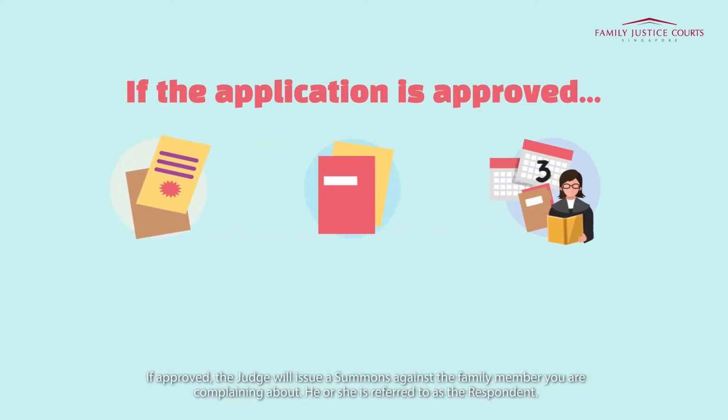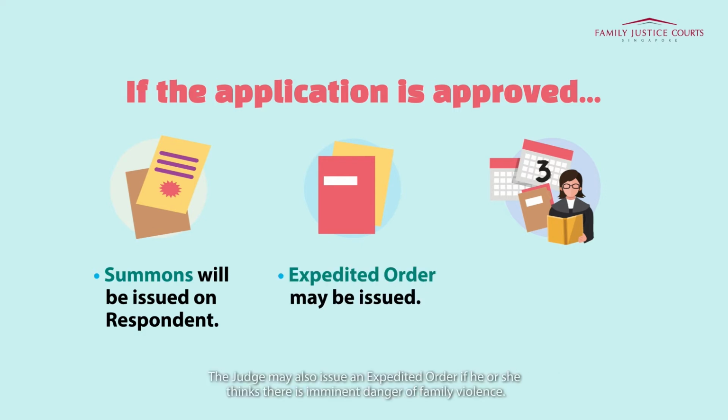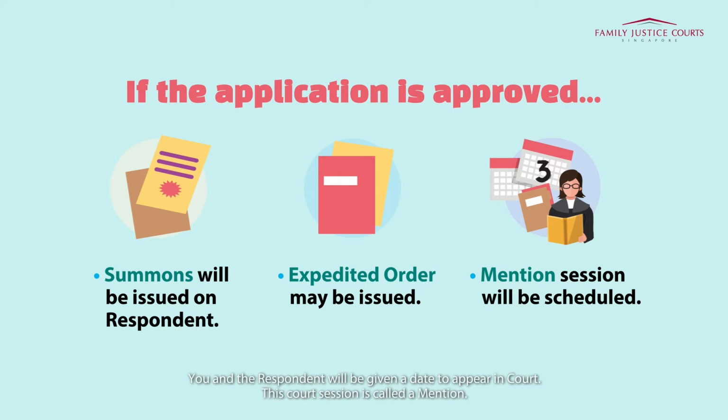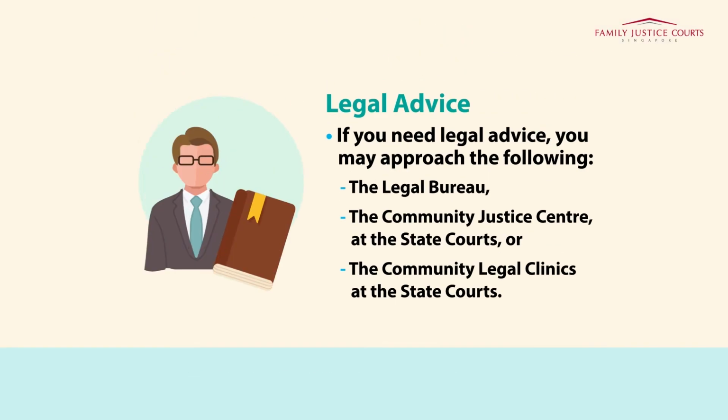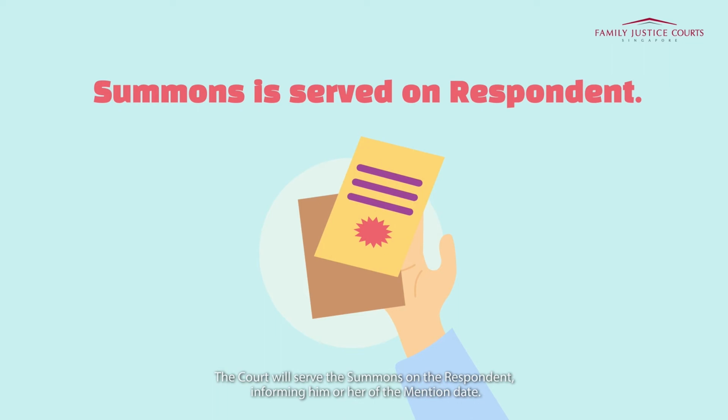If approved, the judge will issue a summons against the family member you are complaining about. He or she is referred to as the respondent. The judge may also issue an expedited order if he or she thinks there is imminent danger of family violence. You and the respondent will be given a date to appear in court. This court session is called a mention. If you choose to engage a lawyer to represent you, you should do so as early as possible. The court will serve the summons on the respondent, informing him or her of the mention date.